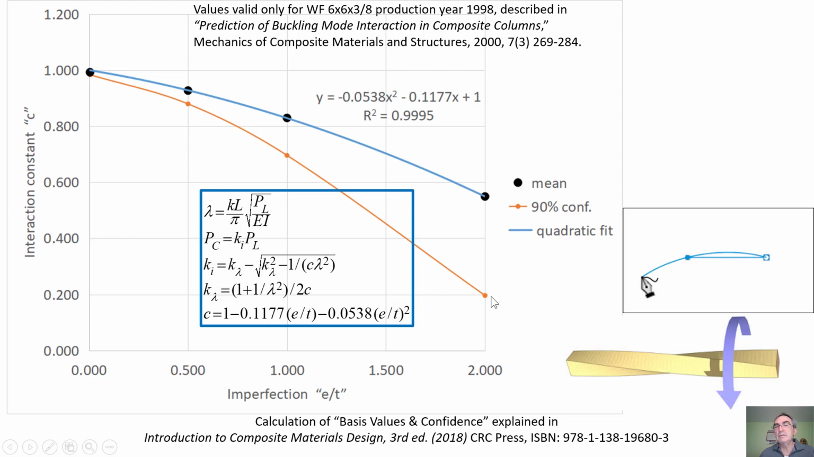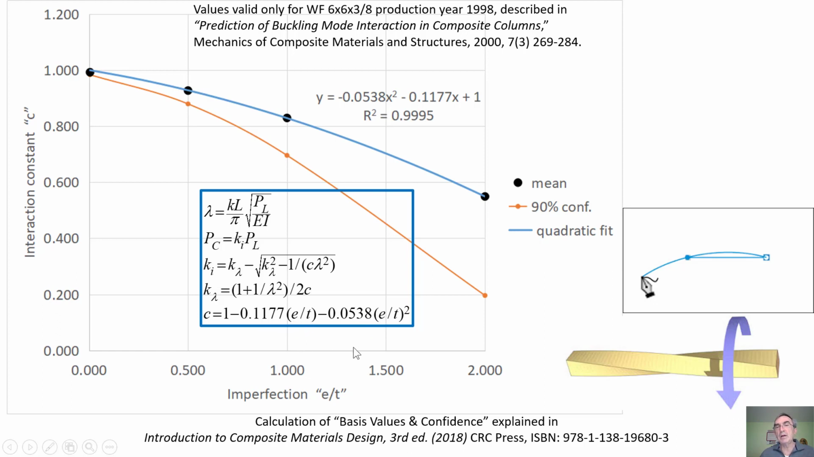How do I do that? I use the standard deviation, which I'm not showing. Every time I compute a mean, I have a standard deviation. I use that to calculate the confidence, and then I plot the confidence. And with that, you can do reliability analysis. All right, that's one thing. The other thing is that I said that, okay, the design equation is PC, Ki, PL. The only thing I really need for Ki is C. Now I got the C, and the C is a function of E over T. T is the thickness of the flange, and E is the imperfection.